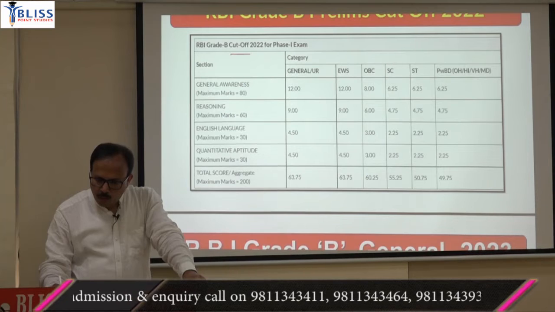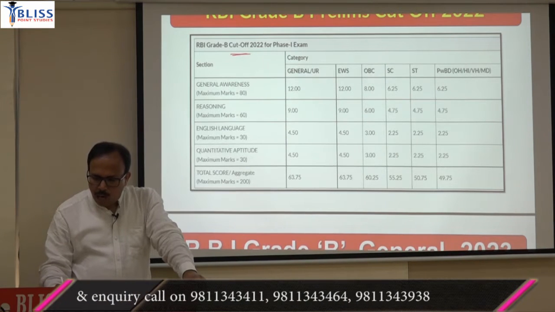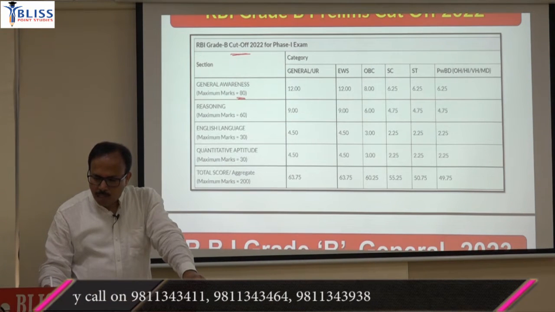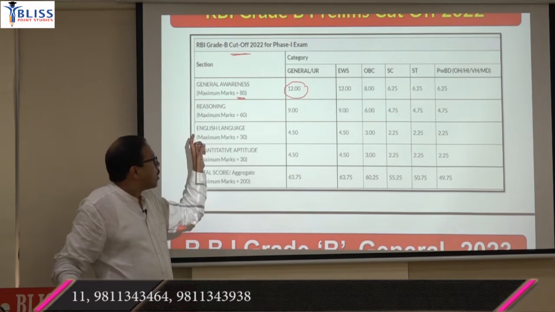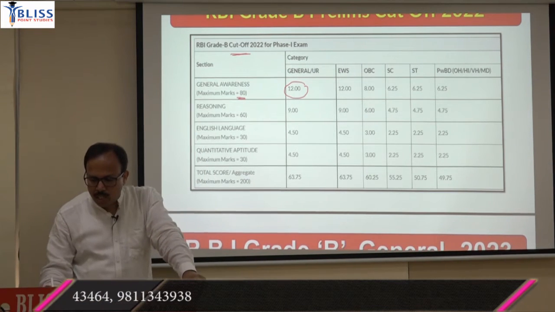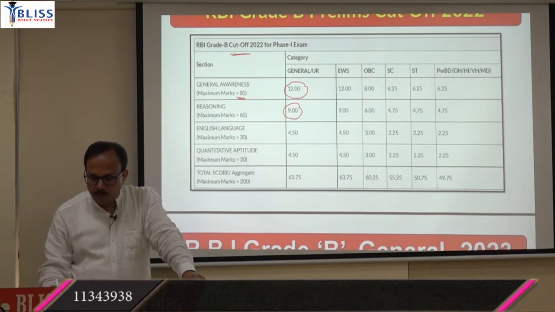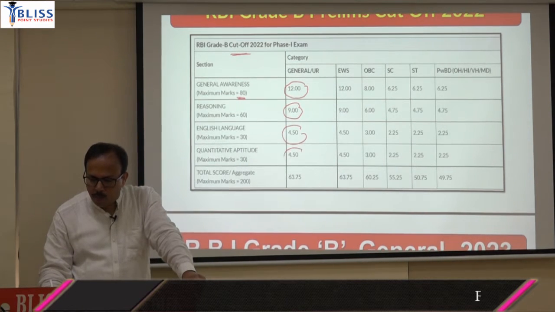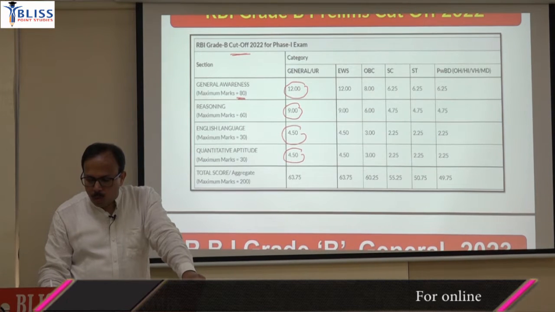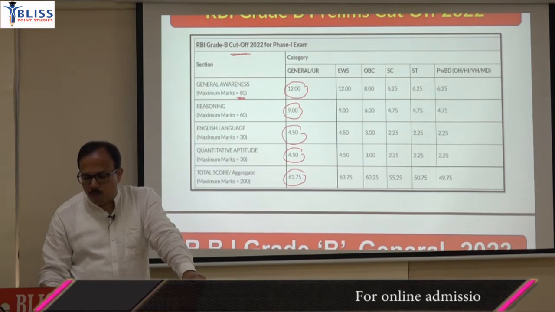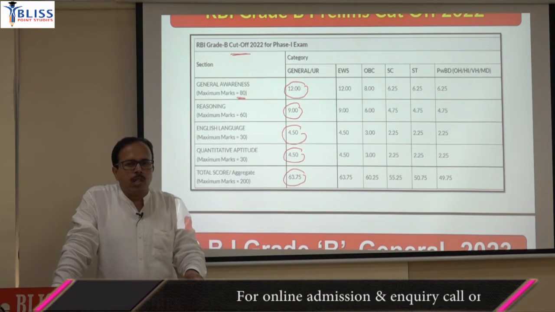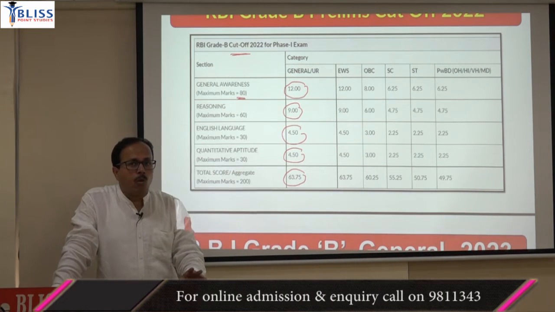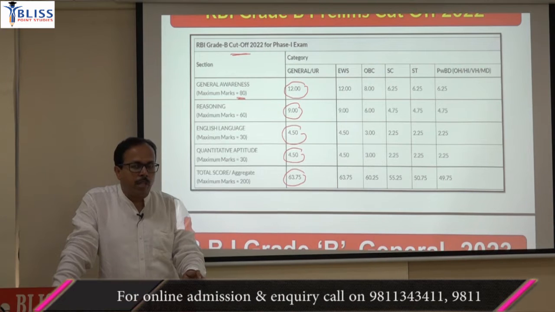This is your cutoff for 2022. Out of 80 in the general awareness section, the minimum cutoff was 12. For the reasoning section it was 9 marks out of 60. General English 4.5, quantitative aptitude 4.5, but the total minimum was 63.75. So out of 263, that means around 31-32%. That is the overall cutoff you have to meet.